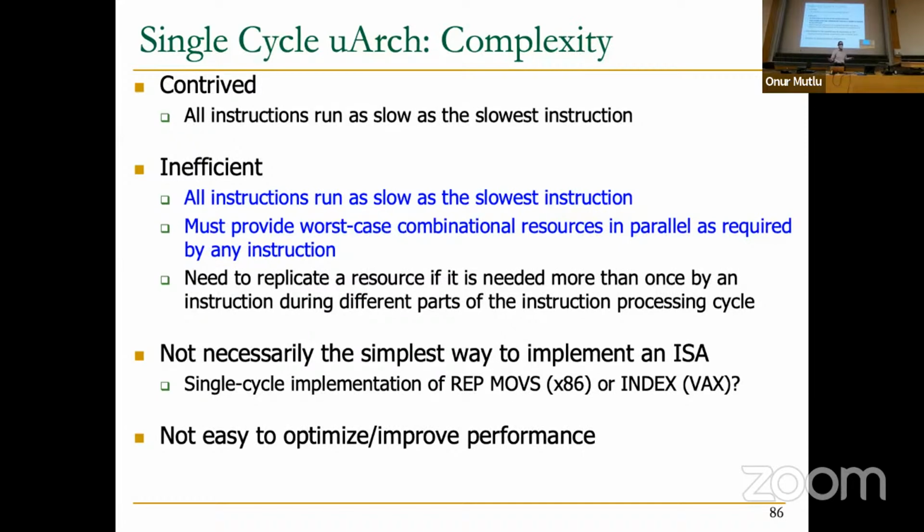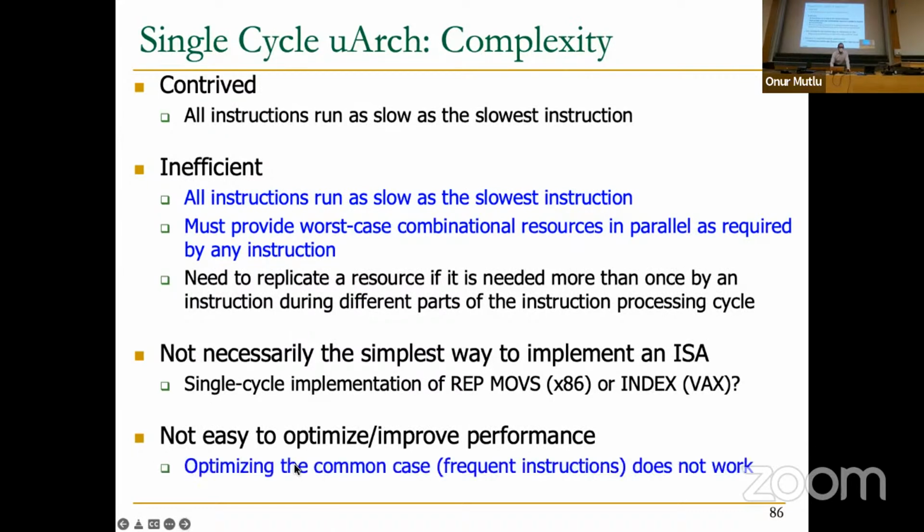Does it really make sense to design a single cycle microarchitecture for this? And the answer is no, obviously. VAX had an index instruction, a multi-dimensional array indexing instruction. Can you really design an efficient architecture where you access memory, let's say, 10 times to do a 10-dimensional array indexing? Again, this doesn't make sense. And also, it's not easy to optimize or improve performance because you cannot optimize the common case. So this is one of the principles that we'll discuss in the next slides.